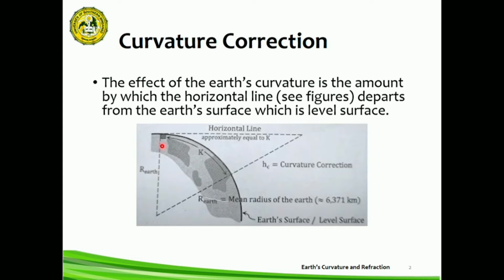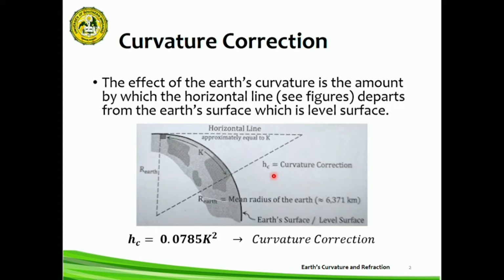At ito po yung tinatawag nating R Earth or the mean radius of the Earth at yung radius po ng Earth natin is approximately 6,371 kilometer. But the true value of the radius is 6,371.1 kilometer. Ni-round off lang po natin. So, ito po yung tinatawag nating Earth surface or the level surface. Yung HC naman po, ito yung curvature correction natin and has a value of 0.0785 K squared.